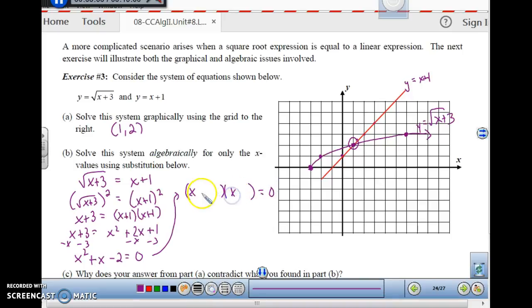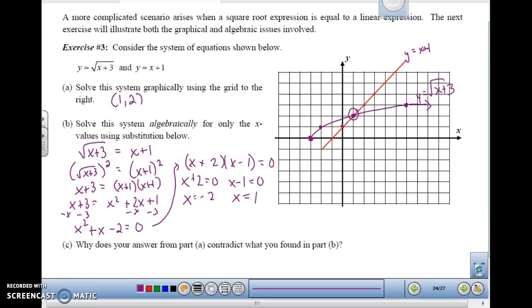That's going to be x and x. The factors of 2 are 2 and 1. And if it's got to be plus 1 in the middle, it's going to be plus 2 and minus 1. Set them equal to 0. And so x is going to equal negative 2, and x is equal to 1.